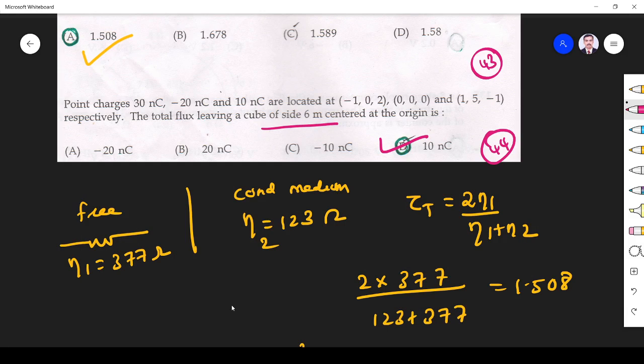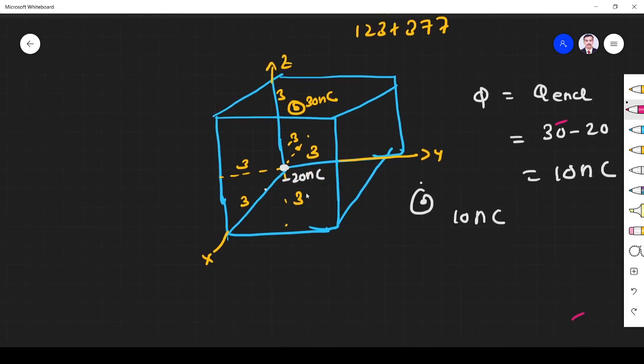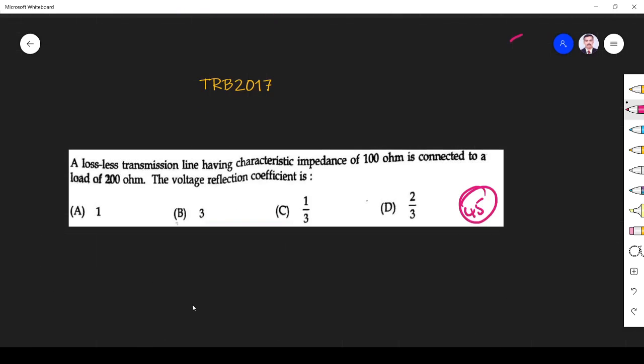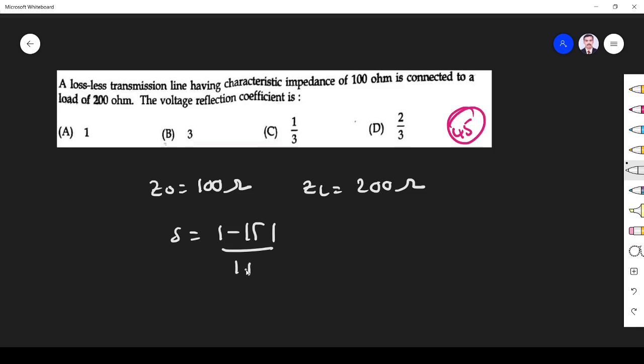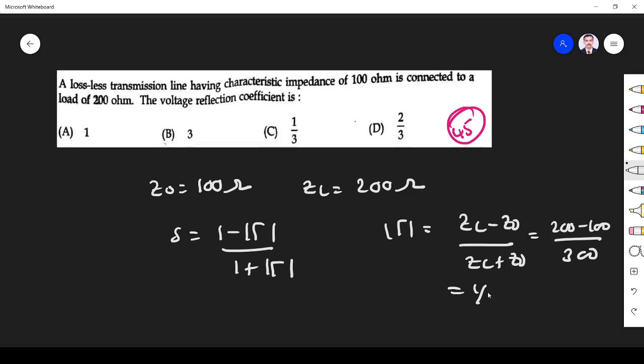Fine. Okay. So the next question is, this is very important. A lossless line having a characteristic impedance of Z0 is equal to 100 ohm, load impedance of 200 ohm. What is the reflection coefficient? Reflection coefficient is S is equal to 1 minus gamma divided by 1 plus gamma. So gamma first I have to find. Gamma is equal to ZL minus Z0 divided by ZL plus Z0. ZL 200 minus 100, 200 plus 100, 300. That is 1 by 3.